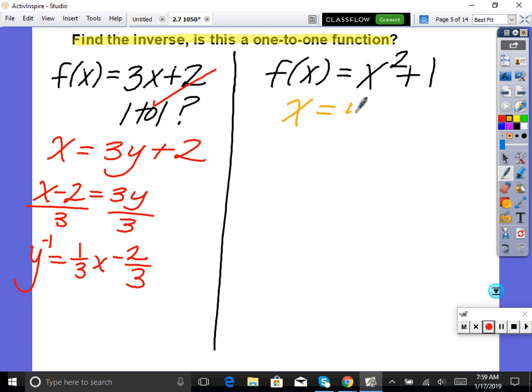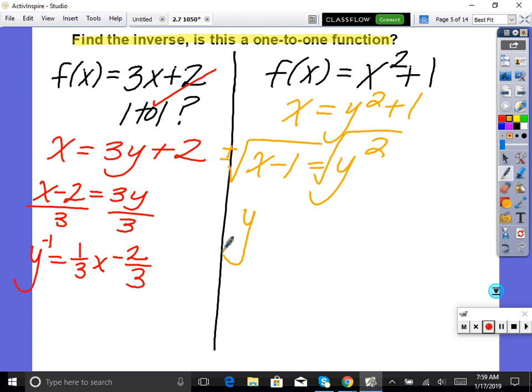So x is equal to y squared plus 1. Now solve for y. x minus 1 equals y squared. Then take the square root. When you're solving and taking a square root, you need a plus or minus. So our inverse, y inverse, is equal to plus and minus the square root of x minus 1. Now, is this a function? The inverse isn't a function, therefore it is not 1 to 1.